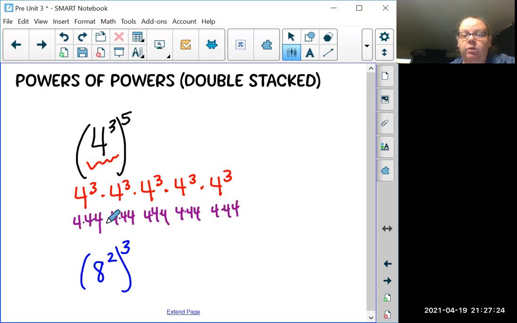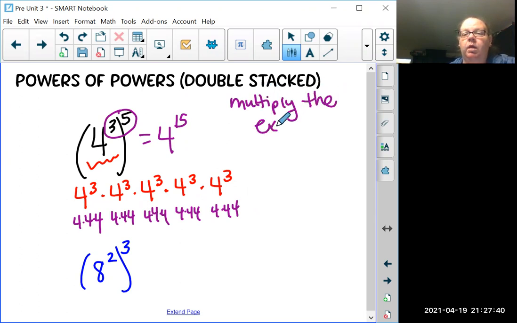So in the end, I have 1, 2, 3, 4, 5, 6, 7, 8, 9, 10, 11, 12, 13, 14, 15. So this is 4 to the 15th. And if you look at these numbers, you can see, how do we combine 3 and 5 to get 15? We multiply them. So we multiply the exponents. All right, so if they're double stacked like that, our powers to powers, we multiply the exponents.